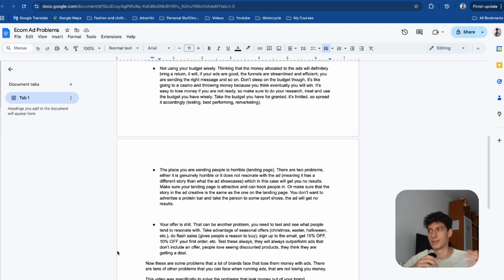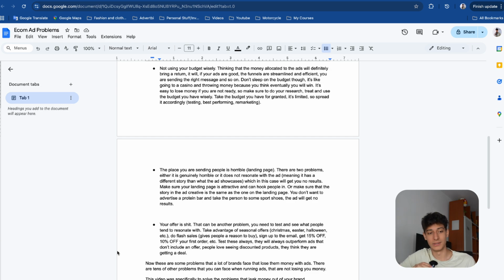Obviously, they're within the same niche. The sport, the protein bar helps you. You can do the shoes as an upsell, or you can advertise the shoes and then upsell the protein bar. But if you advertise a protein bar and you take people to sports shoes, it's not going to work.